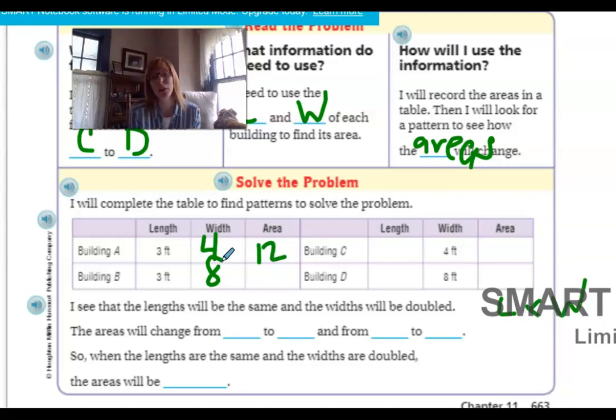What's a double of 12? 24. What's 3 groups of 8 instead of 4? 24, because it's a doubles. And we've seen all kinds of patterns with doubles when we were first learning multiplication. We looked at that. Okay, so let's go to building C and D. Let's look at the length. Okay, so we have the length, which is going up here.